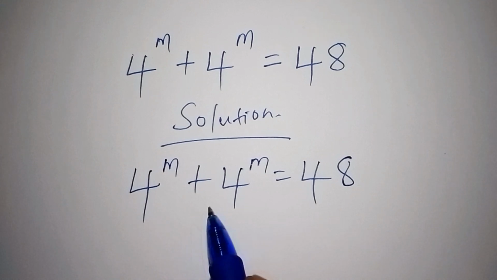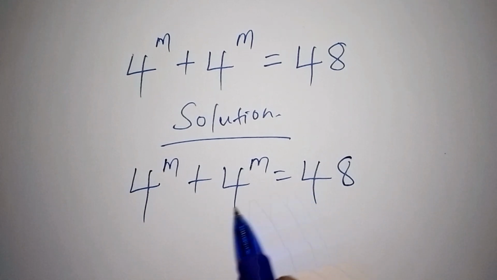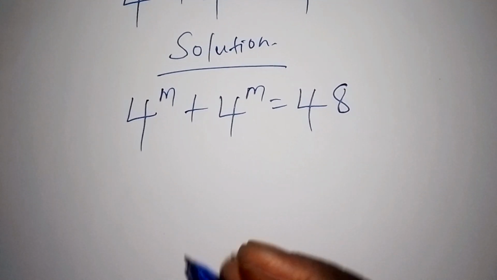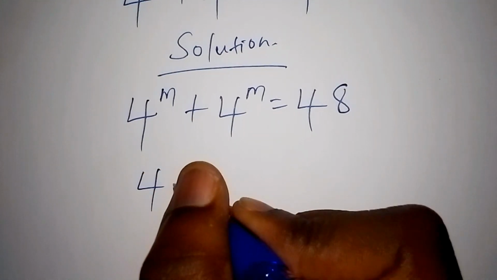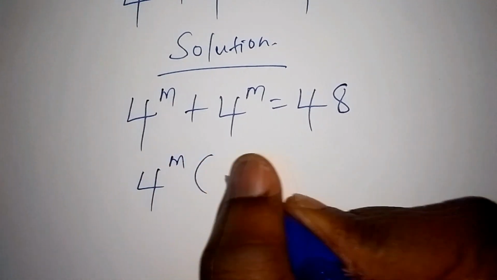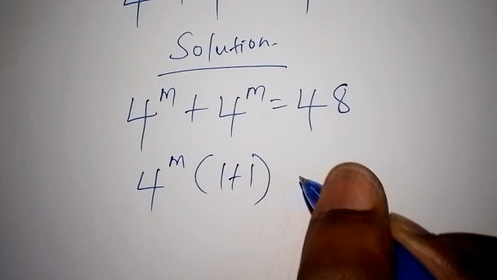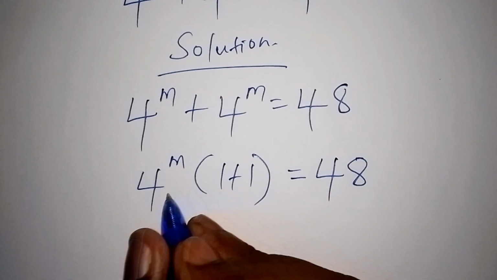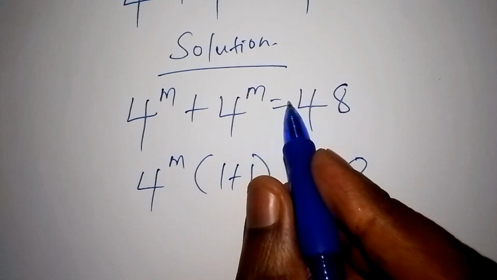As you can see, for us to work it out, 4 to the power of m plus 4 to the power of m is common, so we need to factorize it. In this case we shall have 4 to the power of m into bracket 1 plus 1, close the bracket, equals 48. So we have factorized 4 to the power of m plus 4 to the power of m.